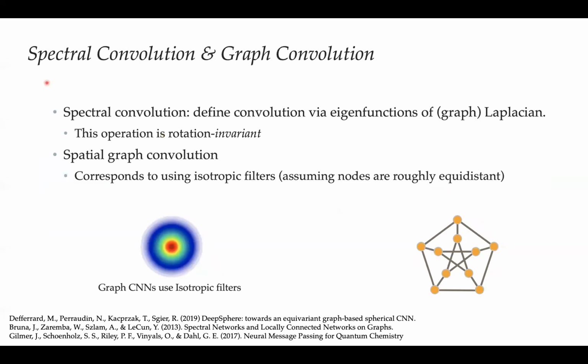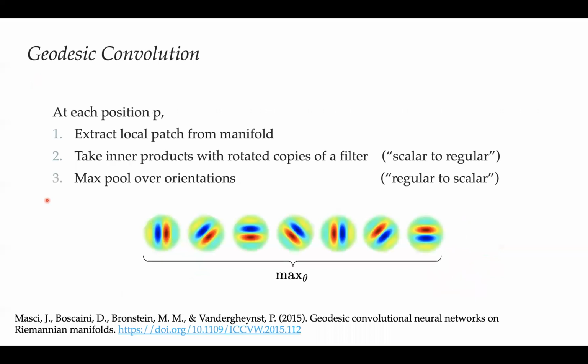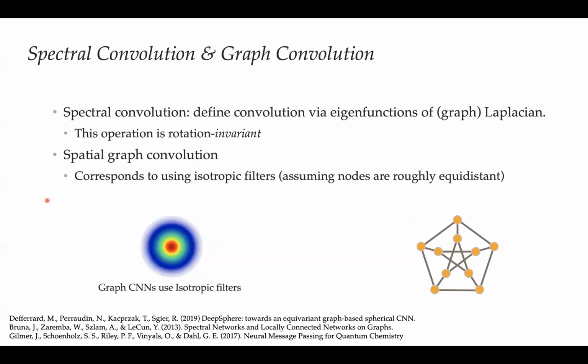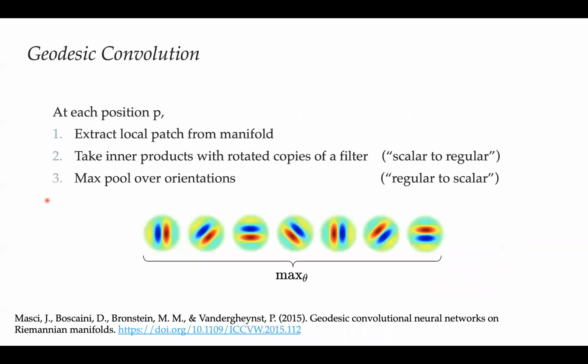Then another approach, again, Michael mentioned it, spectral convolution and graph convolution, where you use isotropic kernels. And so here you would circumvent the problem of the arbitrariness of how you orient your kernel by making it so that whatever orientation you choose, it's going to end up with the same filter. And that's a fine solution, but of course it's a bit limiting to only have isotropic kernels.